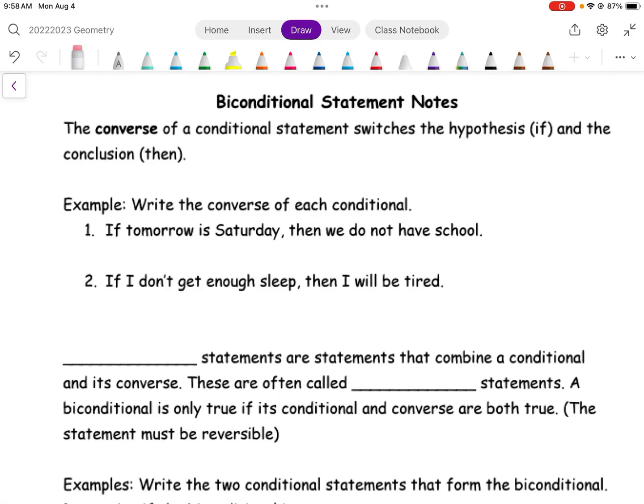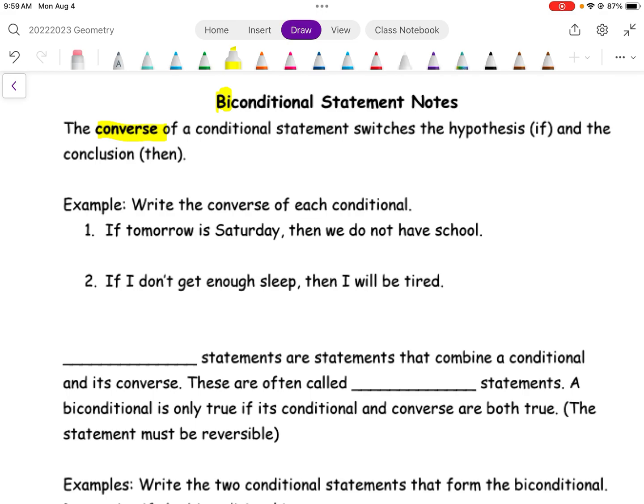All right, today's lesson is over biconditional statements, and this one builds right onto the lesson we did yesterday, or the last class period. So a conditional statement was just an if-then statement. The prefix bi means two, okay? So a biconditional has two conditions to be met. So before we can dive into that, we need to know another vocab word, and that's converse.